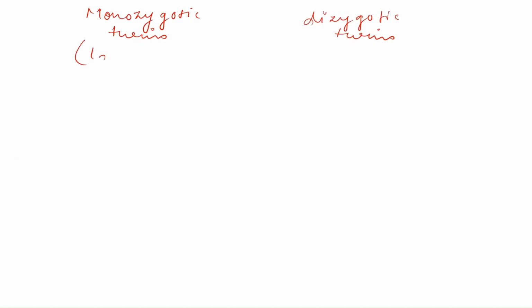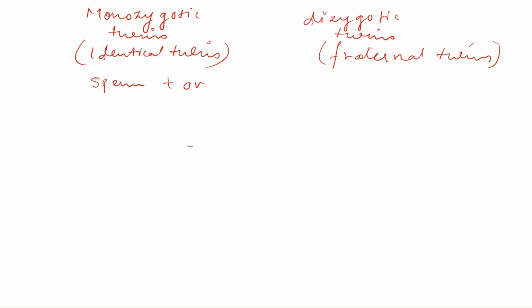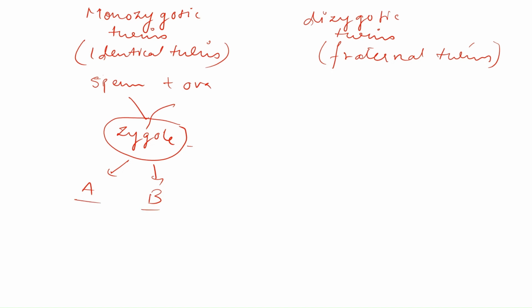Monozygotic twins are also known as identical twins. Dizygotic twins are also known as fraternal twins. How are monozygotic twins formed? Sperm plus ova, a zygote is formed. Now, this zygote, after a certain number of divisions, divides into two organisms. This is monozygotic. That means from a single zygote only, these two organisms are developed.